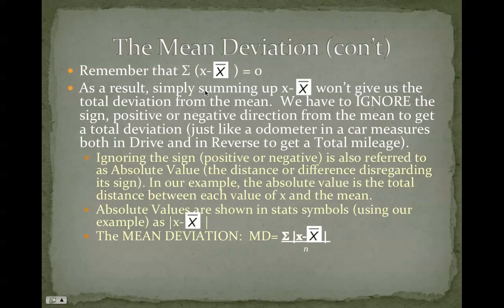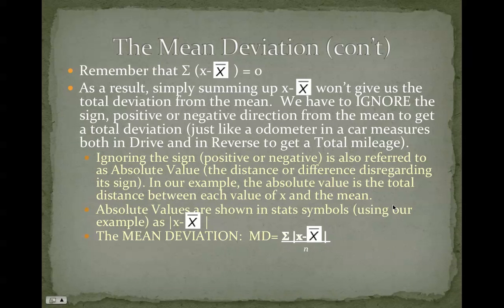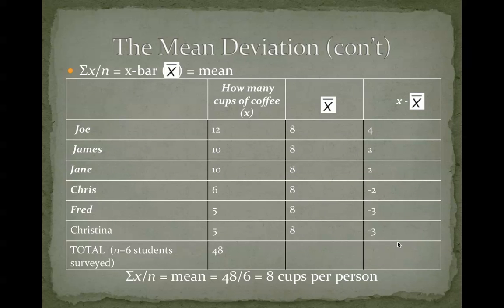So again, you remember that the sum of x minus x bar equals 0. That is to say, if you add up these x minus x bar values here, it will equal 0. So as a result, simply summing up x minus x bar actually won't give us the total deviation from the mean. So in other words, you can't just add up all of these and say the total deviation from the mean is something, because you're always going to get 0. So that's not going to be very helpful.